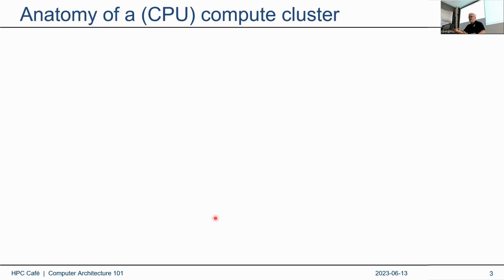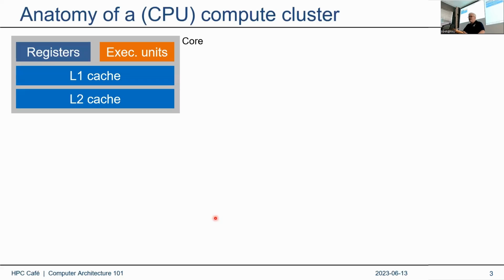So let's start simple. This slide shows the anatomy of a CPU compute cluster, and that's a very simple level. We're going to be going into more detail later. But the purpose of a parallel computer, any computer for that matter, is to execute code, execute instructions. And for you as a scientist doing numerics, it's even more specific. The purpose of a computer is to do arithmetic, usually floating point arithmetic. Okay, and that happens in the so-called execution units of a compute core.